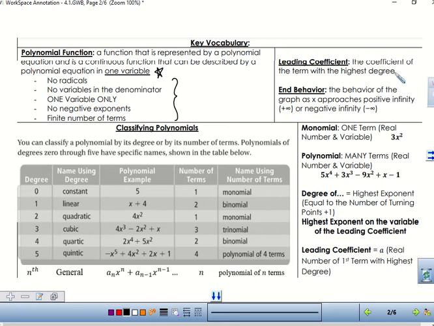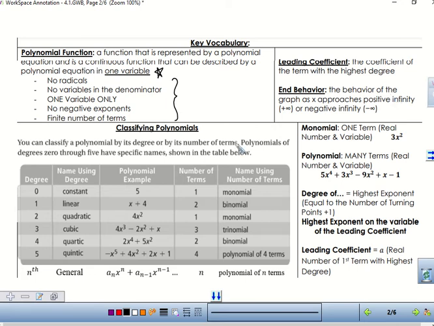The leading coefficient is the coefficient of the term with the highest degree. So it's really important that when we're dealing with polynomial functions that we make sure that we're in standard form, that the highest degree term is written first so we can identify the leading coefficient. And end behavior is what happens to the graph as we go to negative and positive infinity on the x. We determine what the function is doing as that happens.